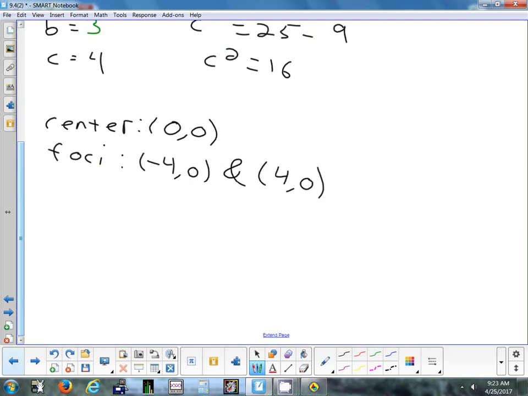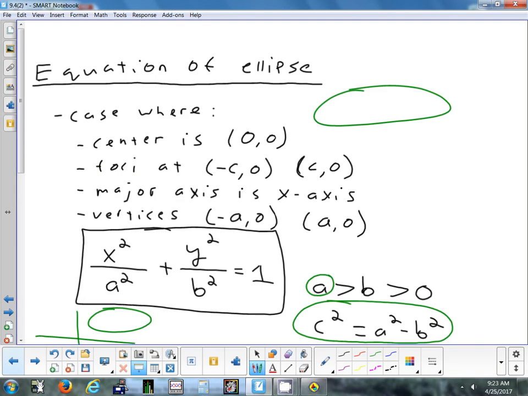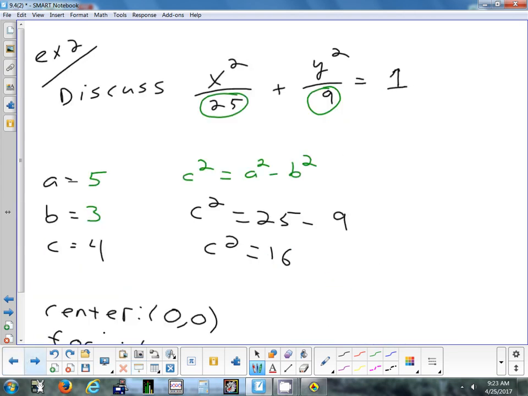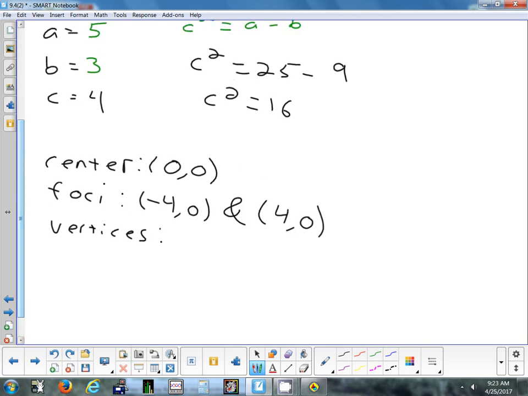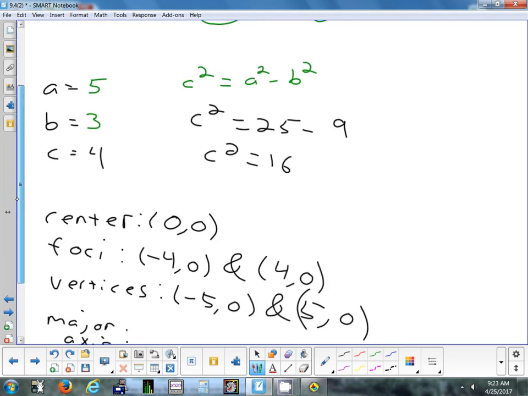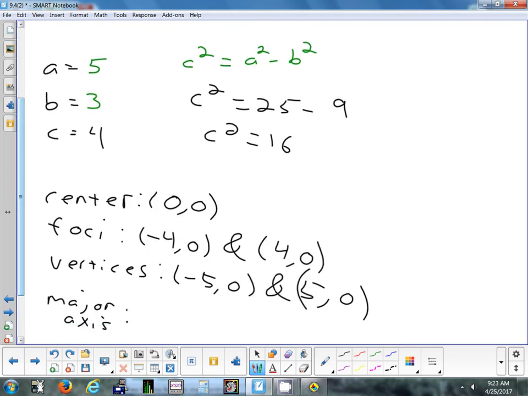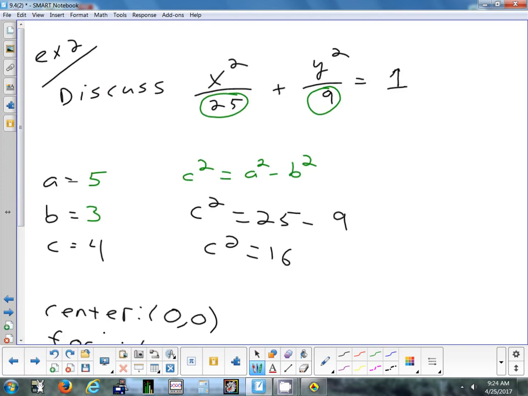Okay, let's do the vertices next. So the vertices are negative A, 0 and positive A, 0. So where are my vertices? Negative 5, 0, and 5, 0. And let's just say which way the major axis goes. Which way is the major axis here? Horizontal or vertical? Yeah, it's horizontal because the bigger number is under x, so the major axis goes in the x direction.